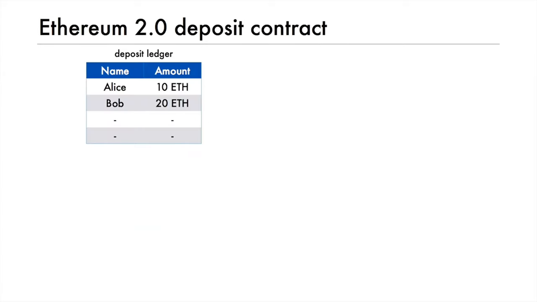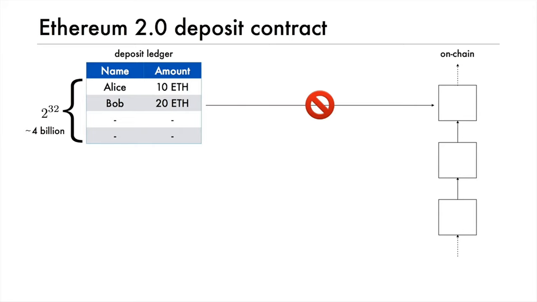The deposit contract essentially maintains a special purpose ledger that records who deposited how much Ether. For example, the ledger records that Alice deposited 10 Ether, Bob deposited 20 Ether, and so on. Here, the size of the ledger is fixed to 2^32, which can cover more than 4 billion validators. Because of its size, the full ledger cannot be stored on-chain, so the deposit contract stores only the root hash of the Merkle tree representation of the ledger.